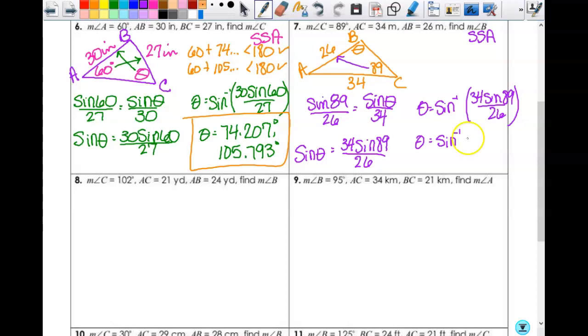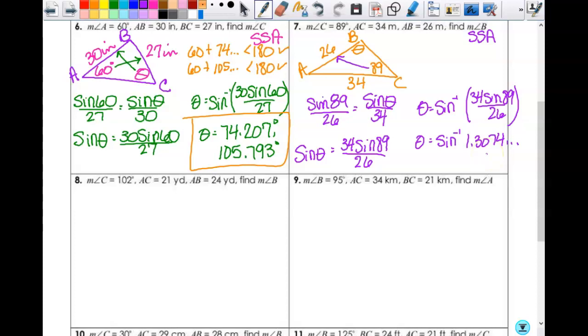Don't you get 1.3074 something? Okay, so why are we getting an error message? Because it's bigger than 1. Sine can't be bigger than 1 and can't be less than -1, so you can't take the sine inverse of something that's greater than 1. Does that make sense to you?